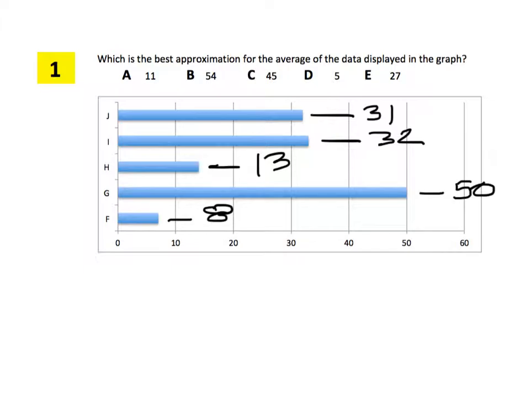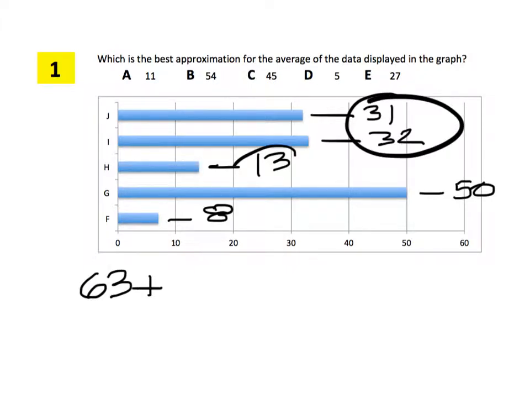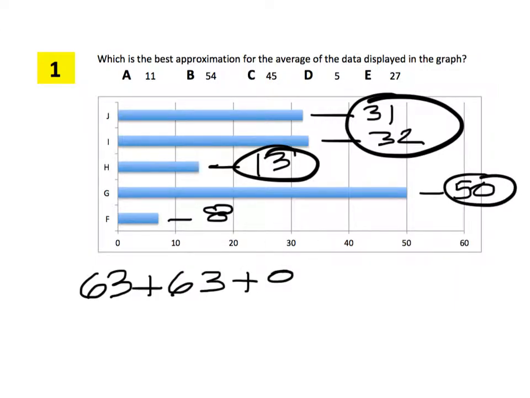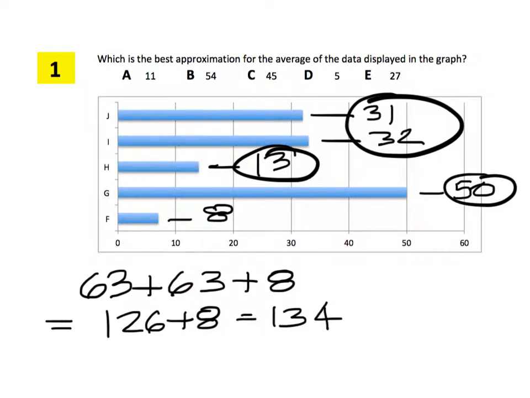31 and 32, that would be 63. And 13 and 50 would be 63. And then we add 8. That simplifies down to 126 plus 8, which is 134. So divide 134 by the number of numbers we have, which is 5. So 134 divided by 5 comes out to be about 26.8.